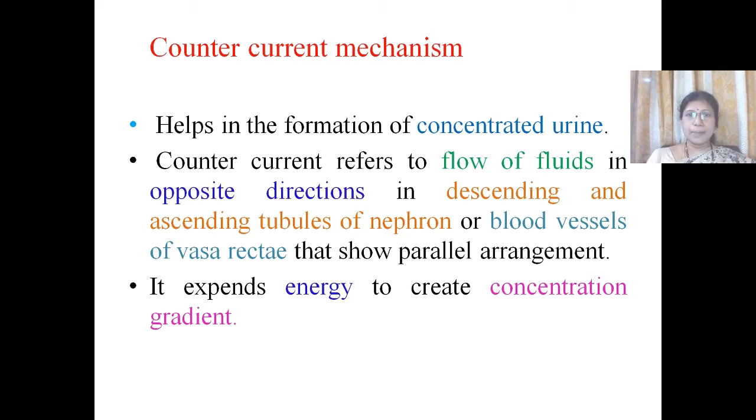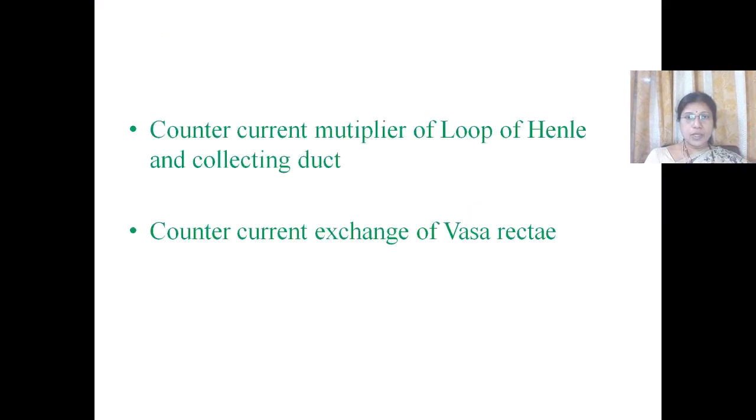The counter current multiplier mechanism expends energy to create a concentration gradient or osmotic gradient in the fluids of the medullary interstitium and limbs of loop of Henle. In the mammalian kidney, two counter current mechanisms work together and produce hypertonic urine. The two mechanisms are the counter current multiplier of loop of Henle and collecting duct, and the counter current exchange of vasa recti.